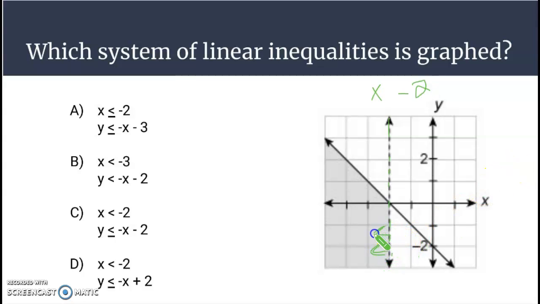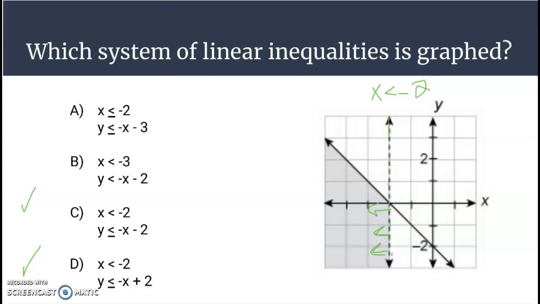Notice we're shading to the left of the dashed line. That means it's a less than. And since we have a dashed line, it's just less than, not less than or equal to. So wherever we have x less than -2, that's going to work for the system. And that happens on C and D.